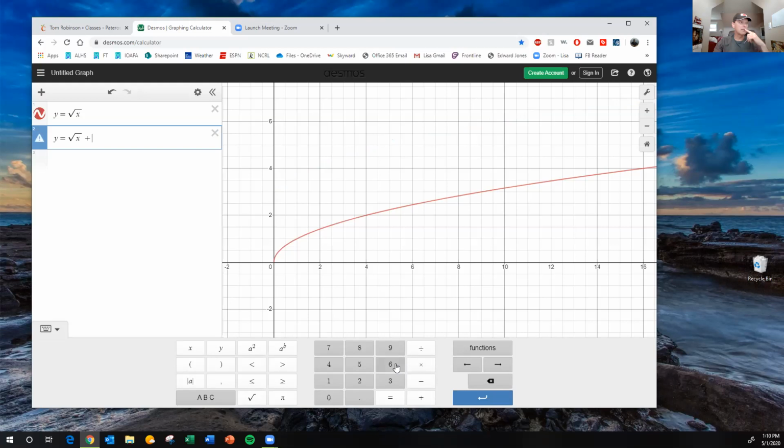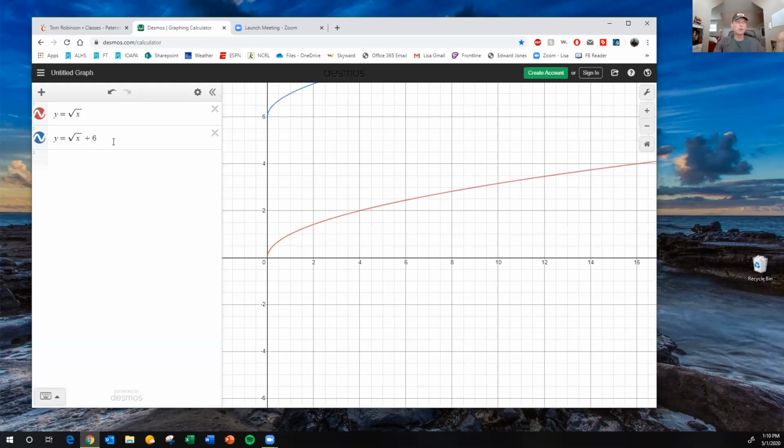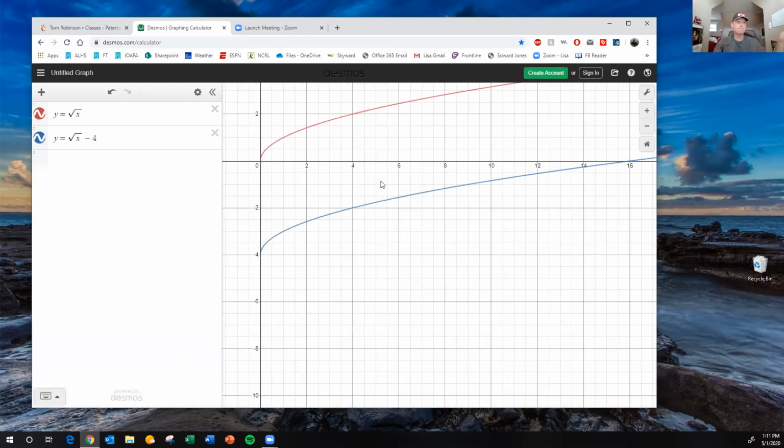What do you think happens if I go plus 6? It went up 6 units. Well, what if I go minus 4? What do you think? Should be exactly as we predicted. That as long as you have a number that is outside of the radical, plus 3, plus 6, minus 4, then the effect of that number is going to be to shift the graph up if it's positive or down if it's negative.